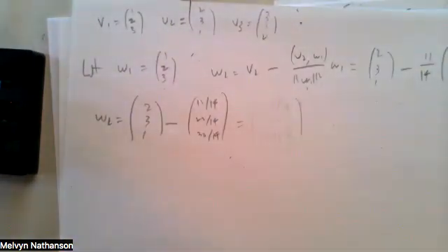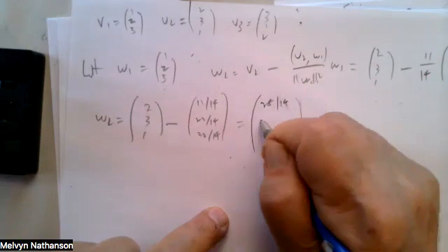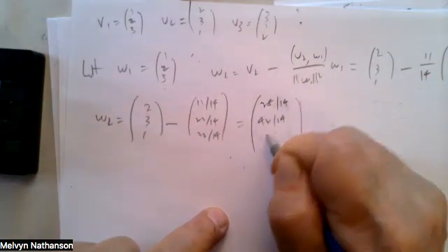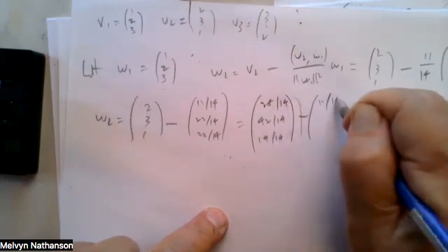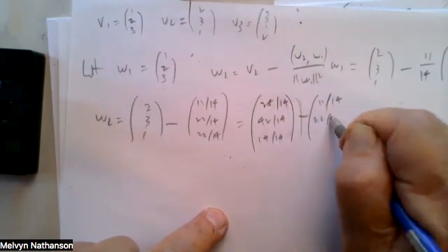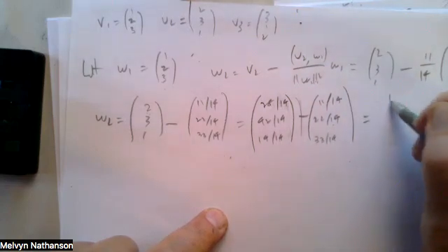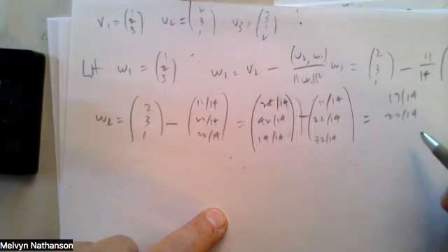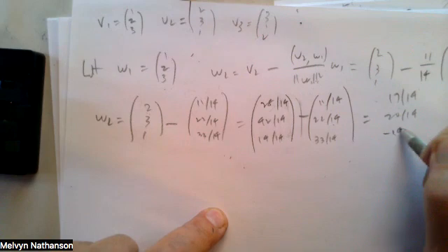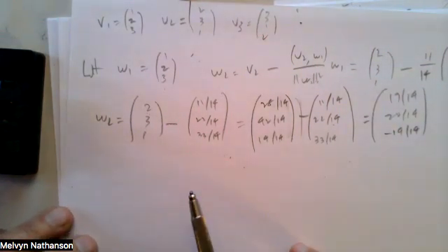Right? Let me just do this in two steps. So 2 is 28 over 14, 3 is 42 over 14, 1 is 14 over 14, minus 11 over 14, 22 over 14, 33 over 14. So I get 17 over 14, 20 over 14, minus 19 over 14. So that's the vector W2.